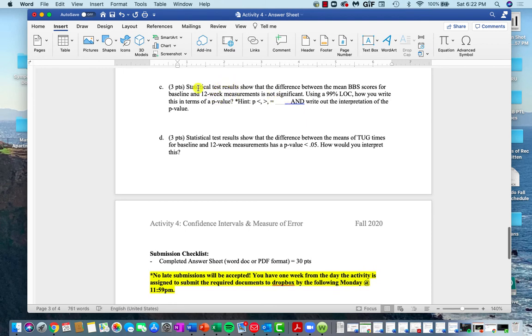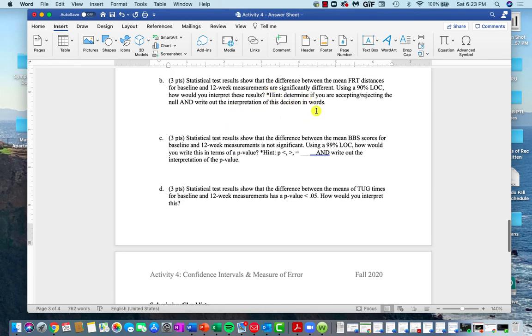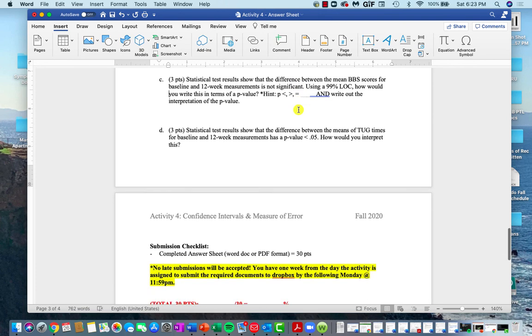Similarly, in the second one, you have results showing that the difference between mean BBS scores for baseline and 12-week measurements is not significant. So using a 99% level of confidence, how would you write this in terms of a p-value? So you're going to indicate the p-value, right, whether it's less than, greater than, or equal to some given alpha value, and you're going to write out the interpretation of that p-value, kind of similar to the hint up here where you determine if you accept or reject the null, and then write it out in words.